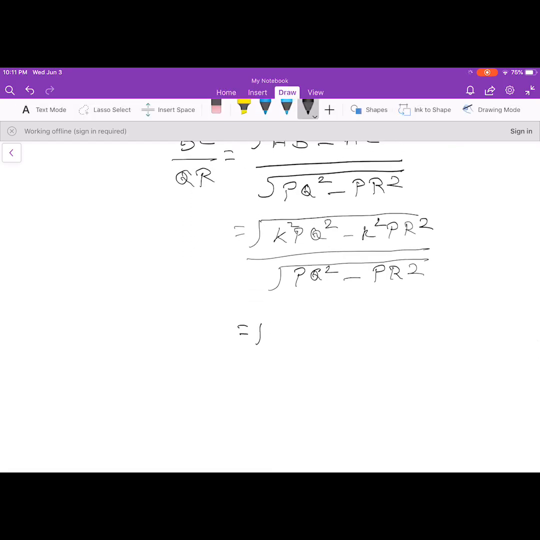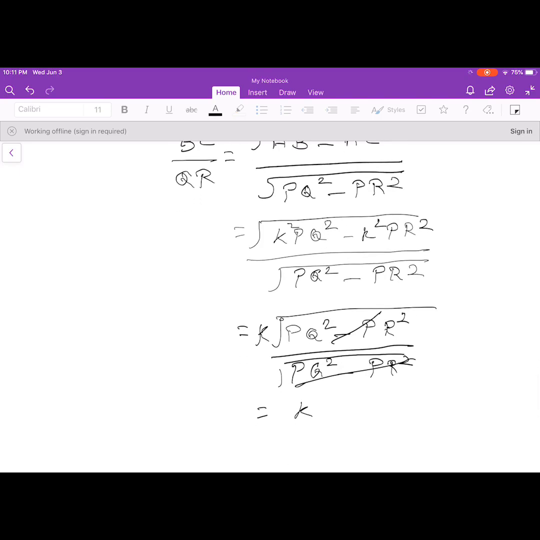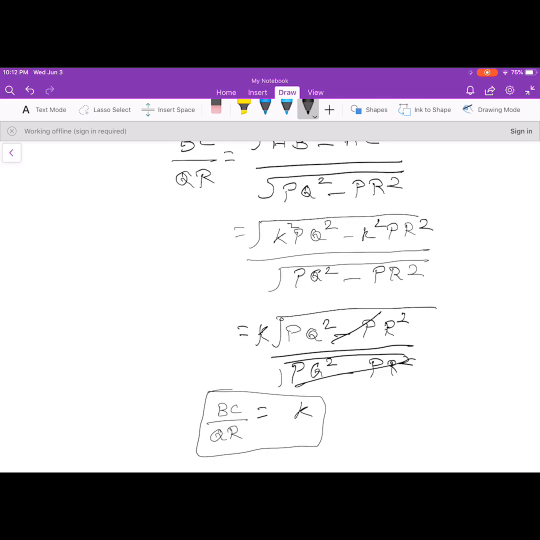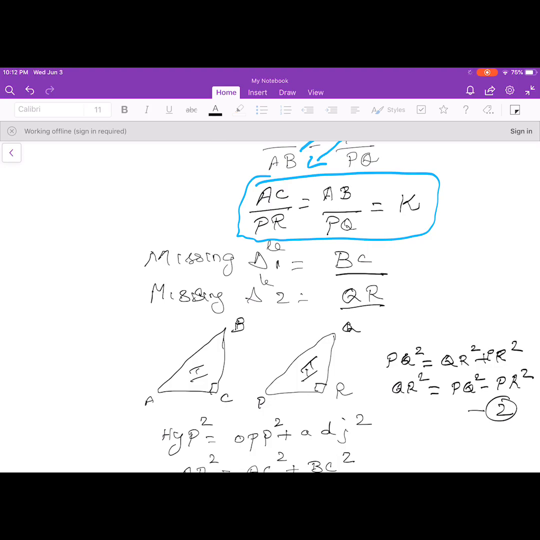I'll take the K outside. Root of PQ square minus PR square, because this is K square. When I take it out of the root, it will become K. PQ square by PR square. These two get cancelled, so I got it as K. So BC by QR is equal to K. So I got from the previous equation, I know what is that. I have from here AC by PR. I'll use the same here. AC by PR.